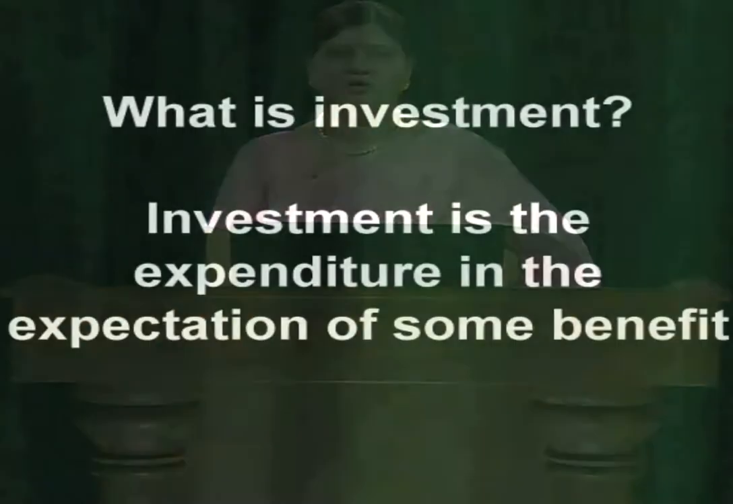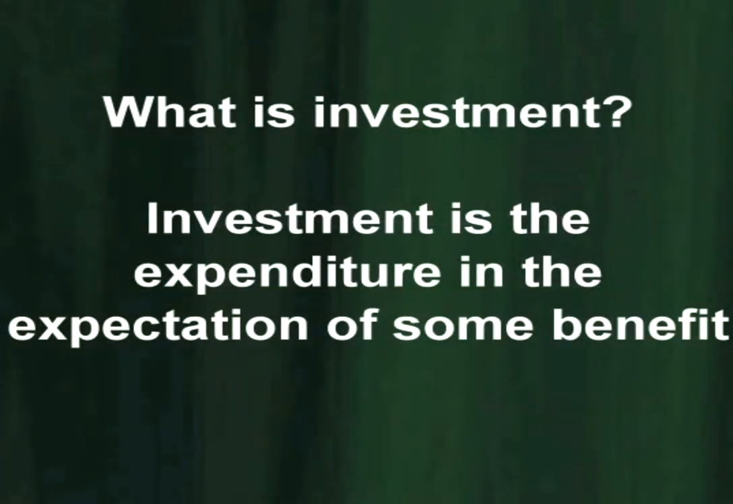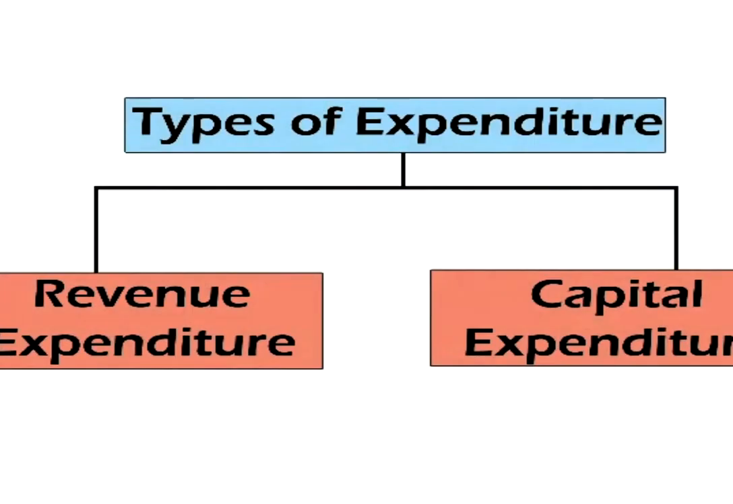Now students, we will learn certain basic concepts before understanding the concept of capital budgeting. What is investment? Investment is the expenditure in the expectation of some benefit. Hence, expenditure can be of two types, revenue expenditures and capital expenditures. Revenue expenditures are those expenditures which are charged to profit and loss account. They are incurred for the following reasons.